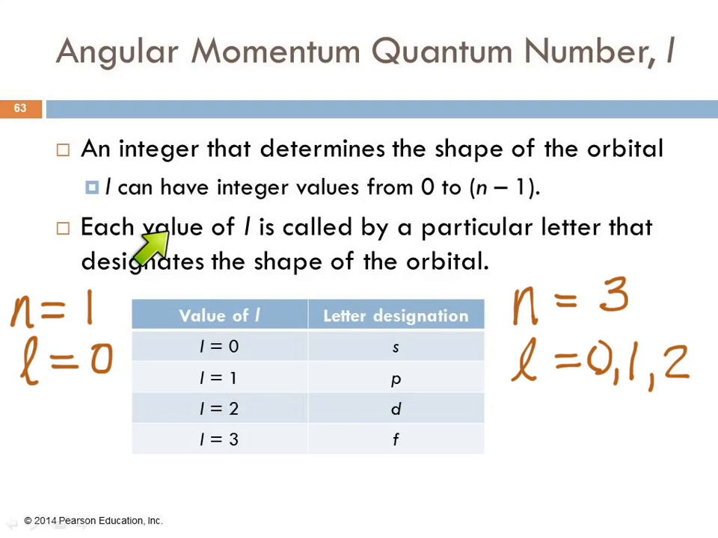So the value of L designates the shape of the orbital. You guys have at least a vague remembrance of these letters S, P, D, and F? Yeah. So those are the different orbital shapes, right? So L equals 0 corresponds to S, and L equals 1 is P, L equals 2 is D, and L equals 3 is F.